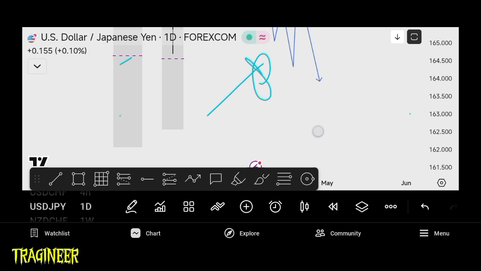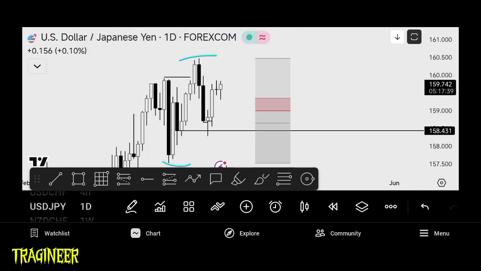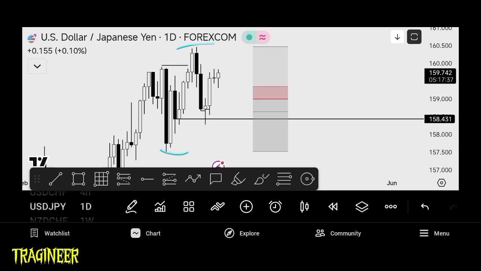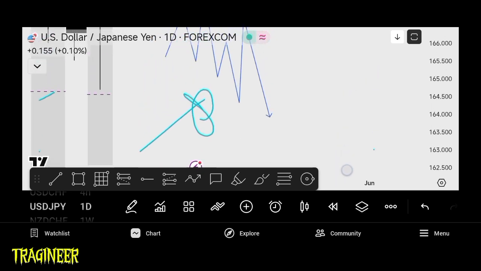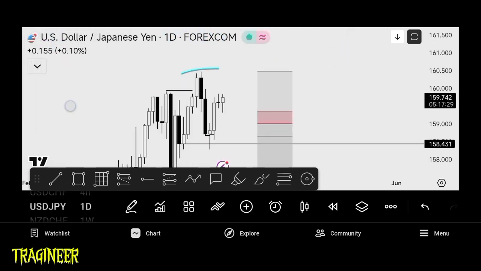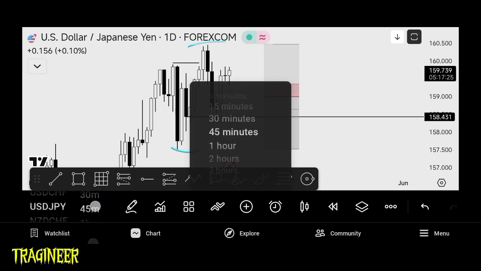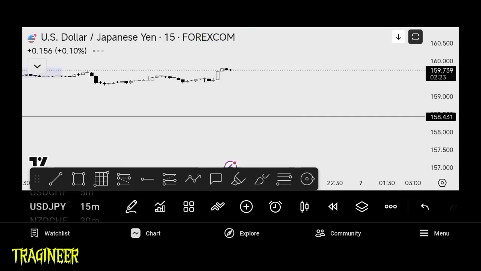The one I did here is for a sell scenario. This is for a buy scenario, and this can be found in a discounted level. Then the next thing we need to look for, looking at the third criteria, is a lower time frame shift. Now, this is found on the daily time frame, and like I said, the lower time frame we should be looking at is the 15 minutes time frame.